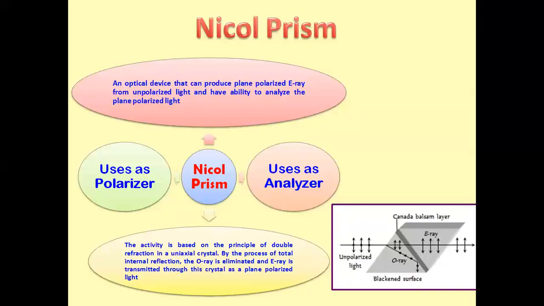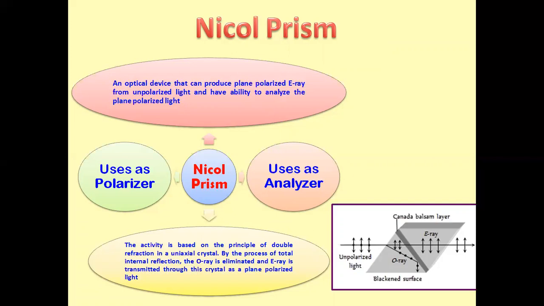Several times we use the terms polarizer and analyzer. A Nicol prism is an optical device that can produce plane polarized E ray from unpolarized light and has the ability to analyze plane polarized light. It can be used as a polarizer as well as an analyzer.